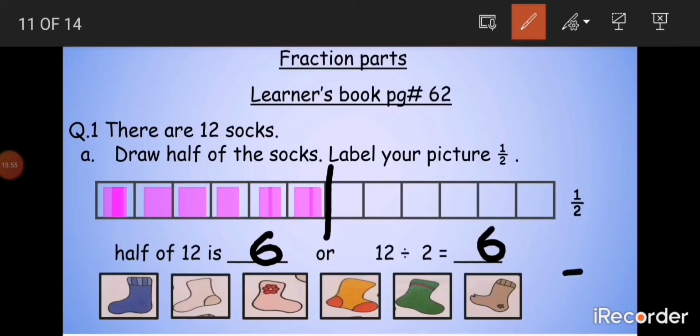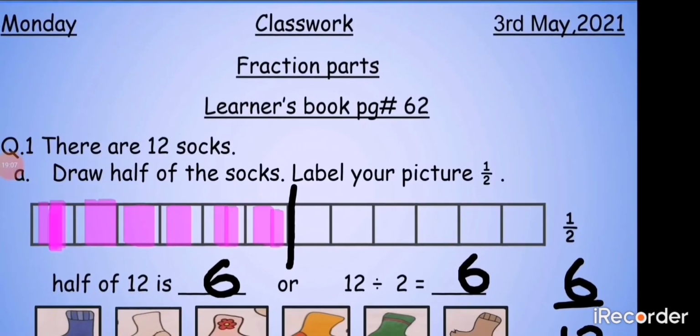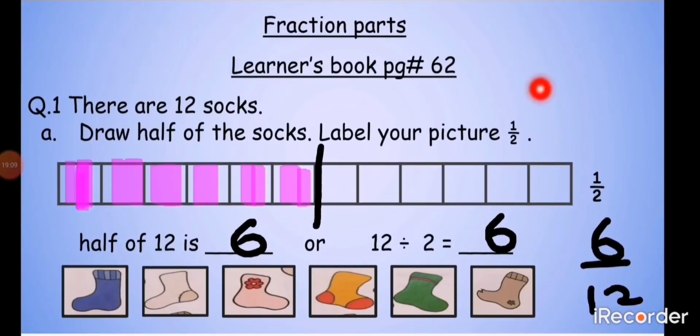Draw a line first. Then write the total number down. Total number is 12. Total squares are 12. And how many we have colored? 6 we have colored. So 12 is the denominator. That is down the line. And 6 is the numerator that we have colored. So the colored fraction is 6 by 12.